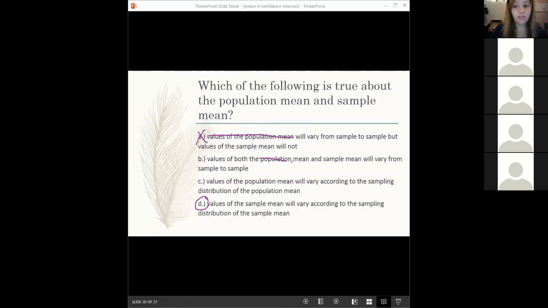B, values of both population and sample mean will vary. Once again, population mean does not vary. So B is not correct. And then C, once again, says values of population mean will vary. No, they won't. That's not how we do things. So that's not right. And then D is our correct answer, because sample means are going to vary, and that's it. So our answer is D there. Great job, guys.